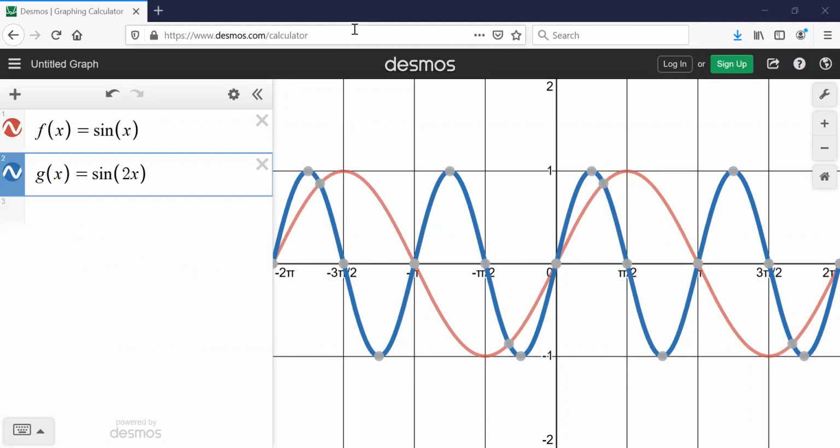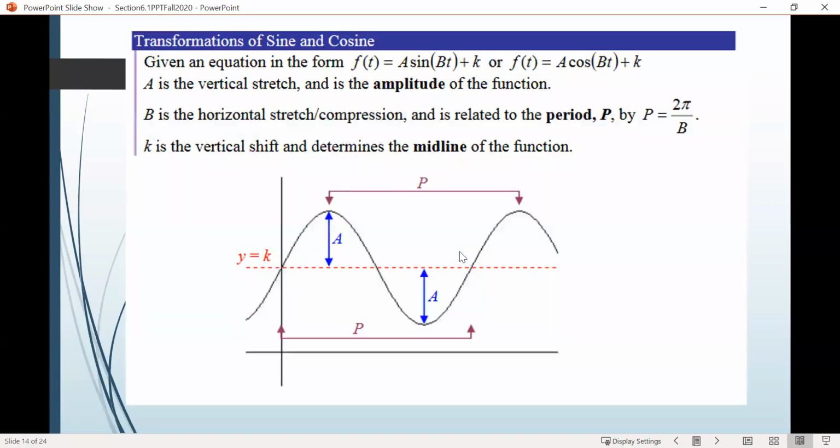All right, so let's go back to the PowerPoint slides, and we'll just put all of this together. The different things I've talked about in the last few minutes give us some general formulas for sine and cosine functions. So we can have f of t or f of x or whatever our variable is equals a times sine of bt plus k, or a similar thing for cosine. And in this function, that value a will always be our vertical stretch, and that gives us the amplitude. So that distance we go above and below the midline, which you see there in the picture.